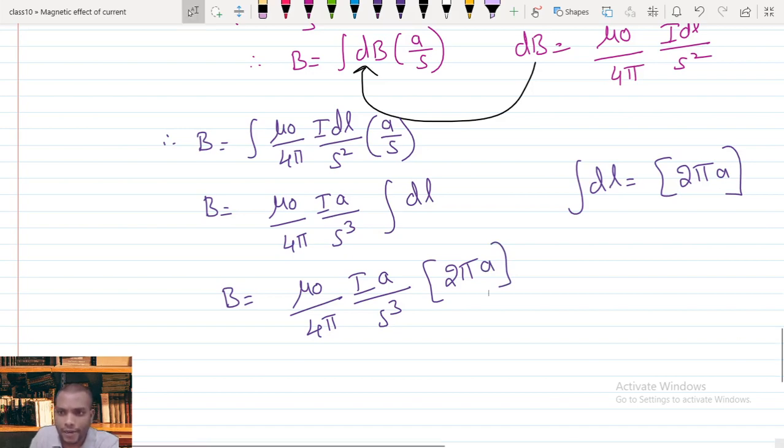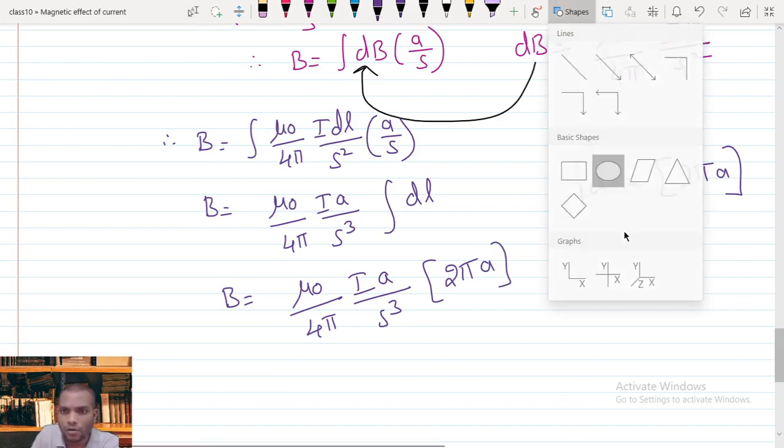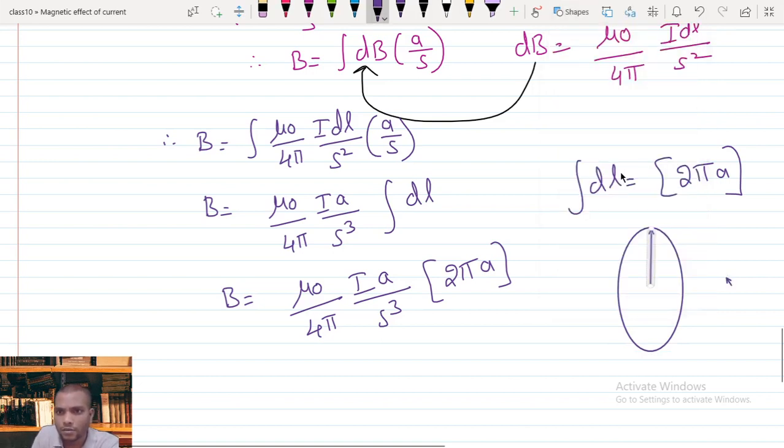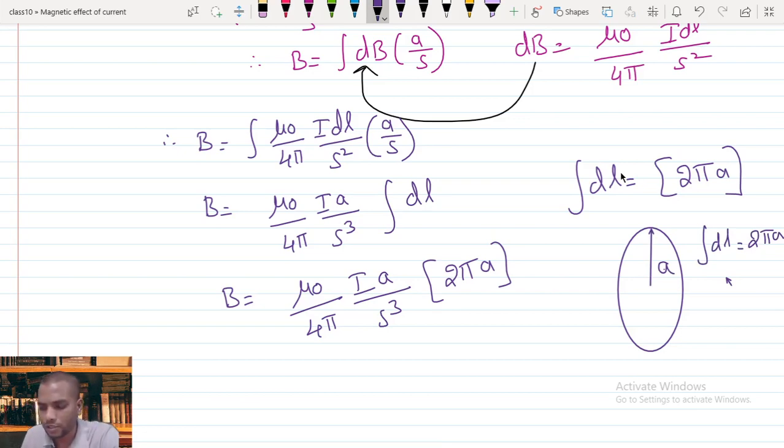So 2 pi A, how did I get it? Since we consider a loop of radius A, so this is having a radius A. If it is having a radius A, what is the circumference? The total length dl equals 2 pi A. So that value here I substituted. Now finally I rewrite that B equal to mu naught, so pi gets cancelled and 2 in 4 goes 2 times, so I end up with mu naught upon 2 S cube times I A square. So this is the final expression.